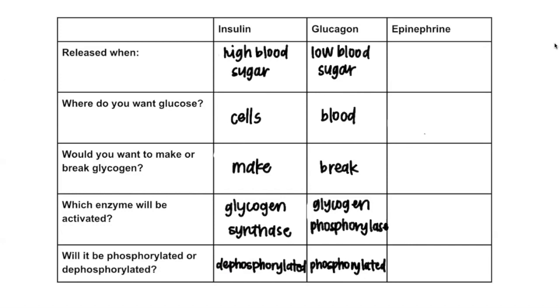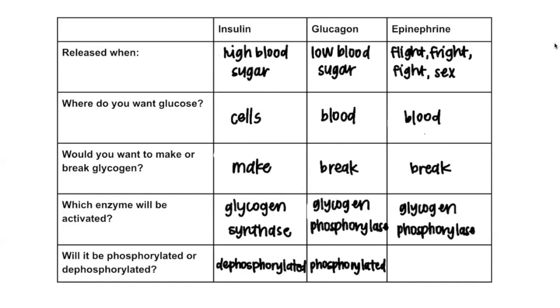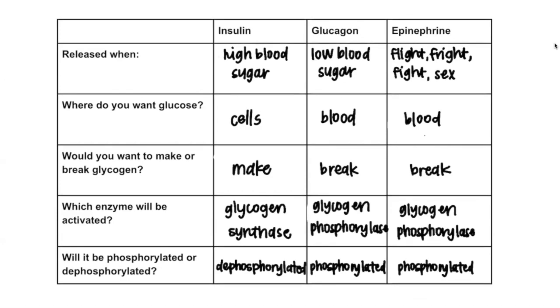Finally, let's take a look at epinephrine. Epinephrine is released in flight, fright, fight, and sex. And we're going to want that glucose in the blood so that it can travel to whichever muscles it needs to supply energy to. Therefore, we're going to need to break glycogen to get that glucose into the blood, and glycogen phosphorylase is also going to be on because we need to break down glycogen. And again, glycogen phosphorylase is on when it is phosphorylated.